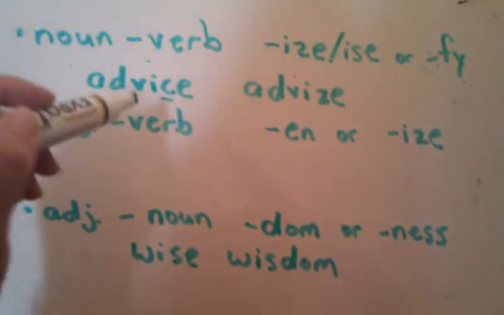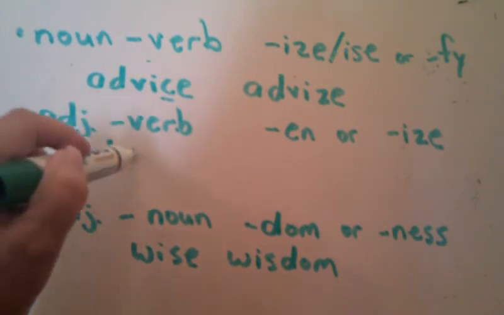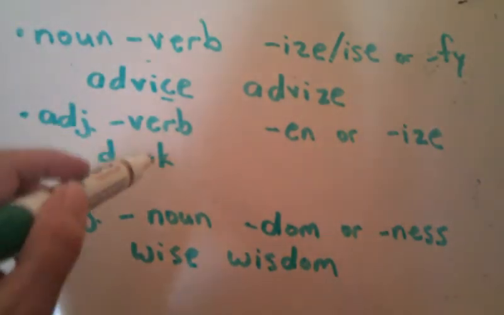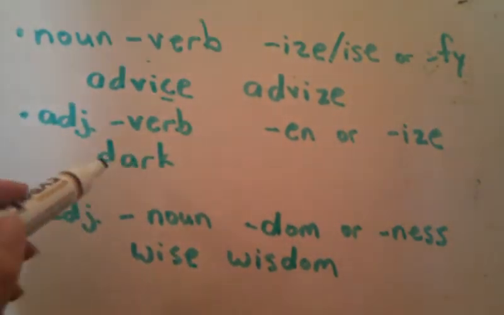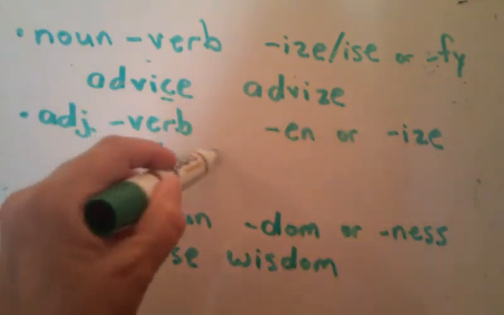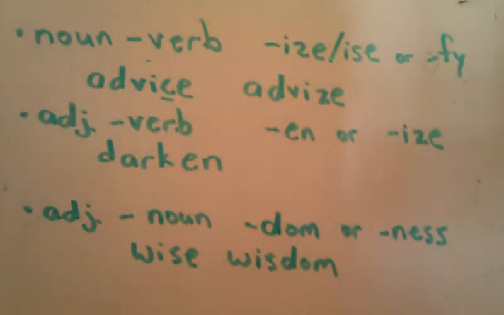For example, if I have a describing word, an adjective, dark. That's an adjective. It describes the dark cave. But if I want to change this to a verb, I can add, ize isn't going to work, so we'll add en, darken. Let's see, the sky began to darken, okay? So I changed this adjective to a verb just by adding en.